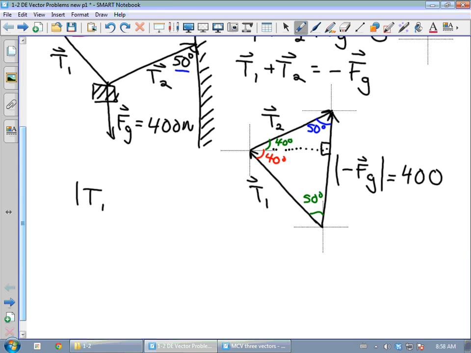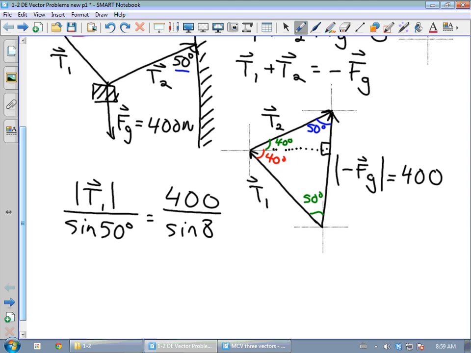The magnitude of T1, or the length of this side, divided by the sine of the angle opposite, so sine 50 degrees, is going to equal, I know this side over here, 400, and I know the angle opposite is going to be 80 degrees. So sine 80 degrees. And then I can just solve this using the sine law. The magnitude of T1, I do 400 times sine 50 degrees, divide by the sine of 80 degrees, and I get 311.14 newtons.